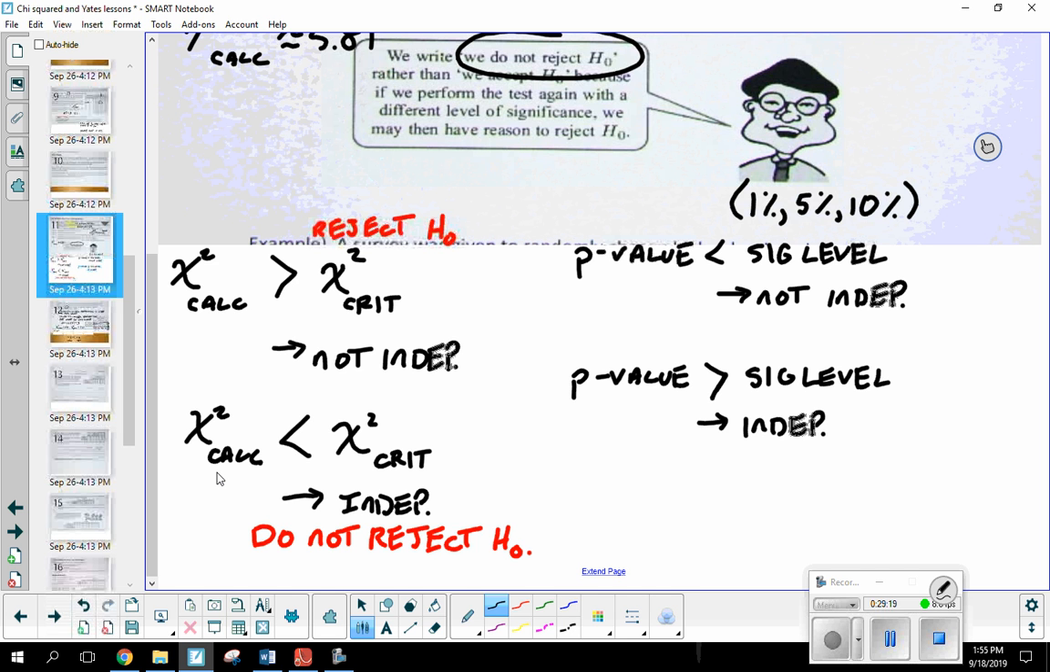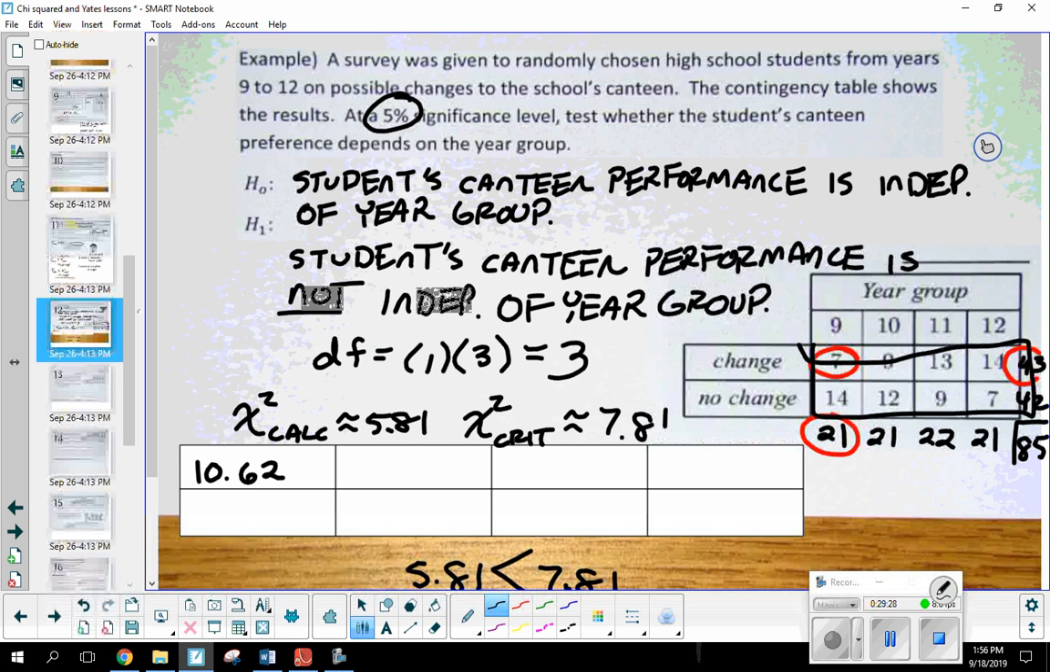All right. So any questions on that? Okay. So we're saying these guys are independent. I'll just go ahead and put independent right here, if I can spell today. Independent. So according to this information, there doesn't seem to be any relationship between the canteen performance and the year group, the classification. Now, let's go ahead and talk about the p-value.